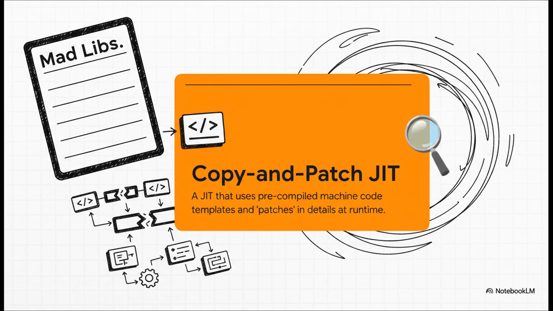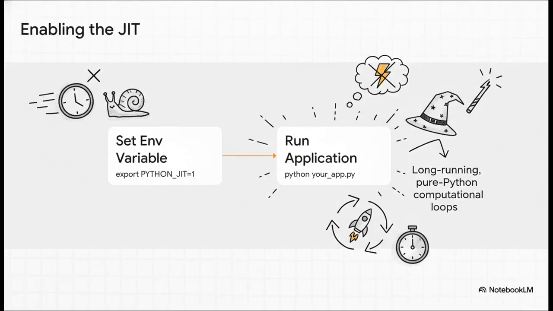It's a copy-and-patch JIT. It's basically like Mad Libs for machine code. Instead of writing a whole new program from scratch, it takes pre-compiled templates and just fills in the blanks like memory addresses at runtime. This makes it super lightweight and fast to compile, letting it churn out really optimized code for tight loops. And it's super easy to turn on. You just set an environment variable. But, and this is a huge but, be warned.